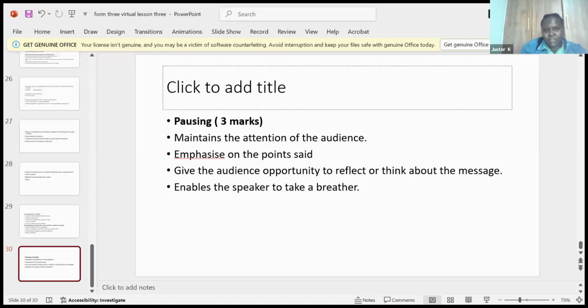If it is a short pause, it is to get the attention of the audience by building that anticipatory mood. Of course, we have a long pause now to emphasize some points. And this is by letting it sink in for the audience to reflect. And then the speaker is also able to take a breather, a moment to relax so that they can continue. So those are the questions that I had.